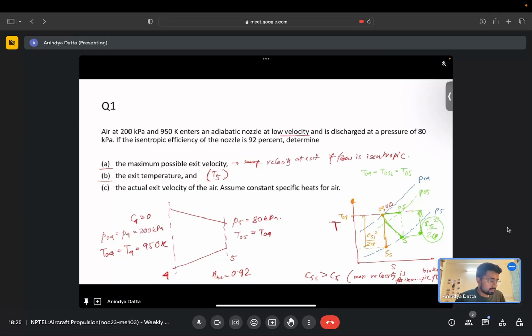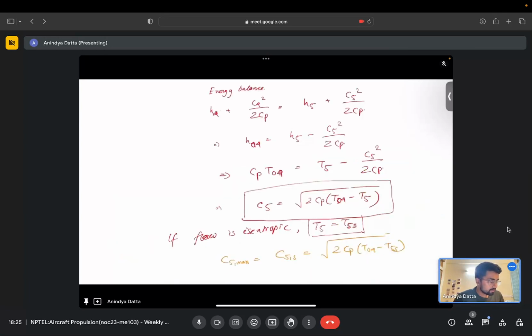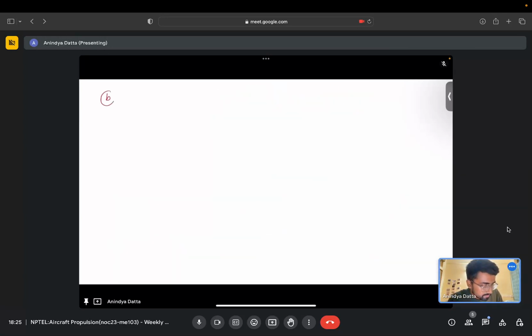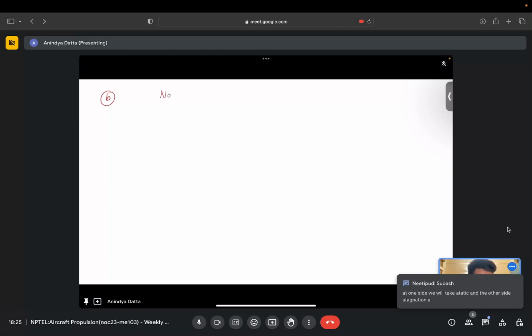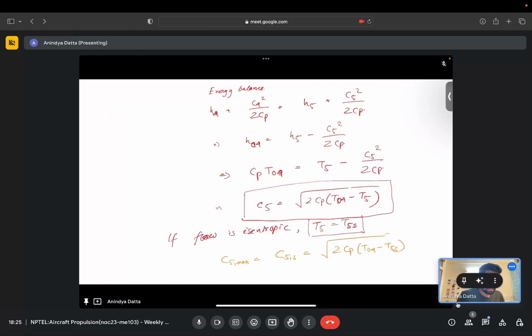Okay. Alright, so next part you have to find out the exit temperature. So this is the actual exit temperature, T5, considering the actual flow, which is the non-isentropic flow. For that we have to invoke the definition of, you're talking about this equation.